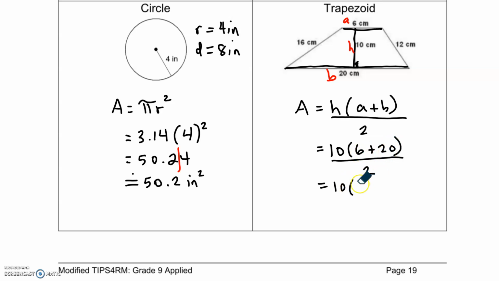times 6 plus 20 is 26, and then that is divided by 2. Now I'll solve in the numerator. 10 times 26 is 260, and that answer is divided by 2. And I'll finish it off. 260 divided by 2 is 130 centimeters squared. All right, those are the 4 shapes that you're going to be working with.